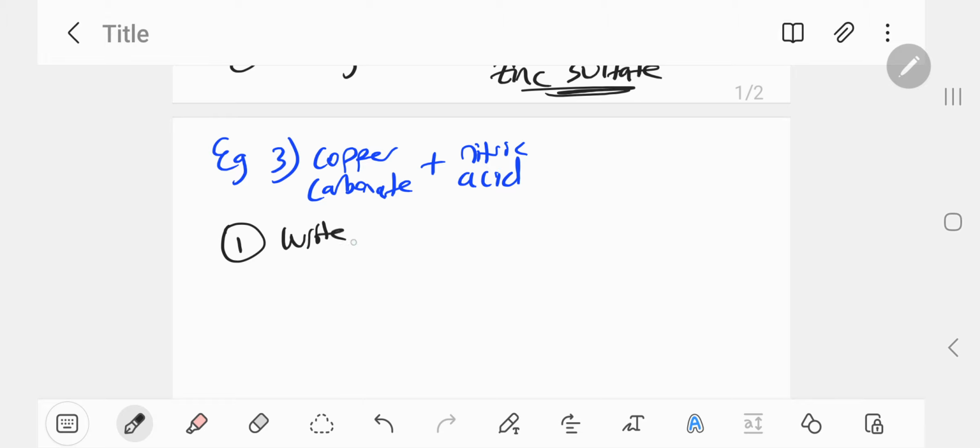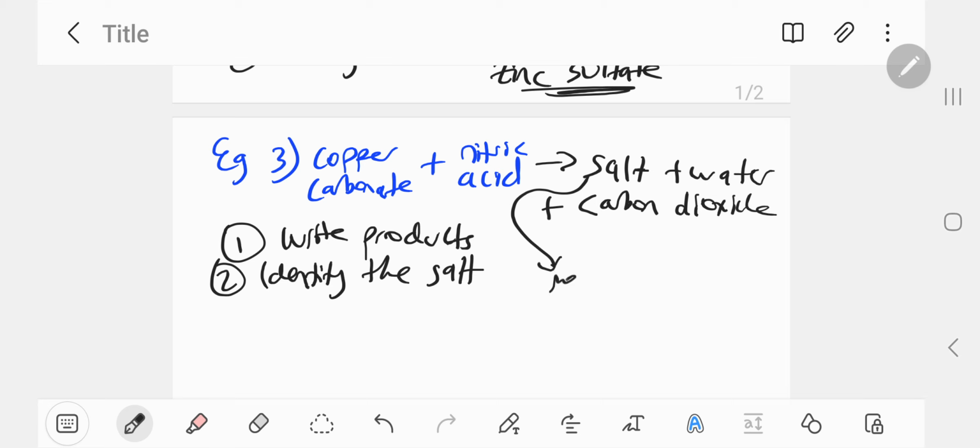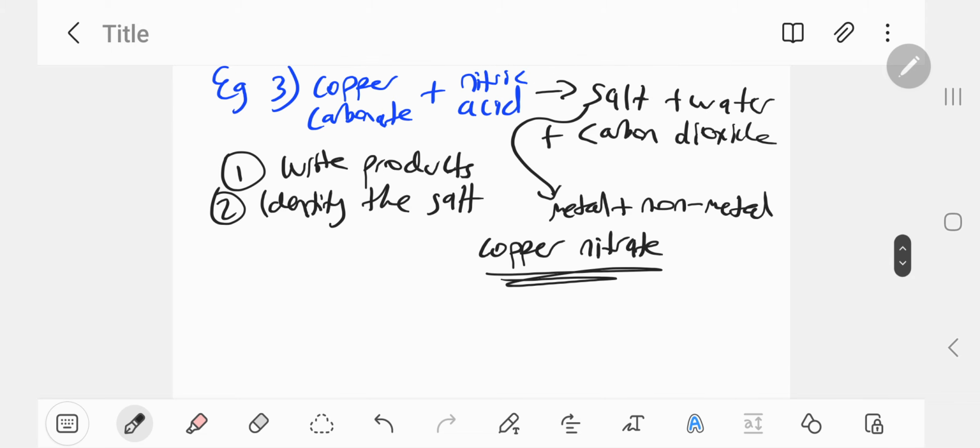Step 1, write products: salt, water, carbon dioxide. Step 2, identify the salts: metal and non-metal. The metal is copper. Copper is a transition metal. The non-metal comes from the acid. The nitric becomes nitrate. And there you have it, that's the salt.